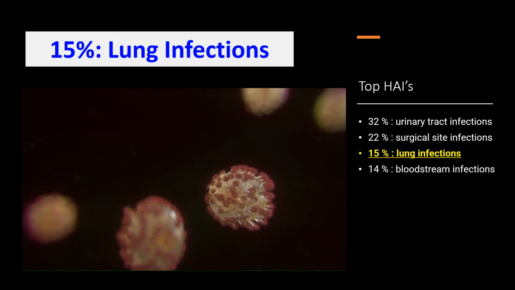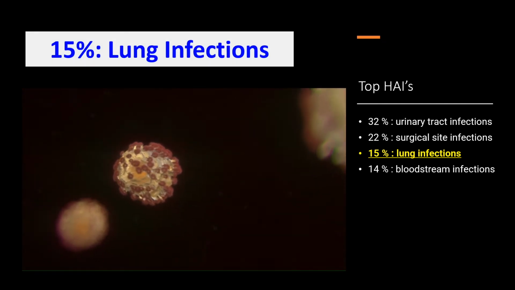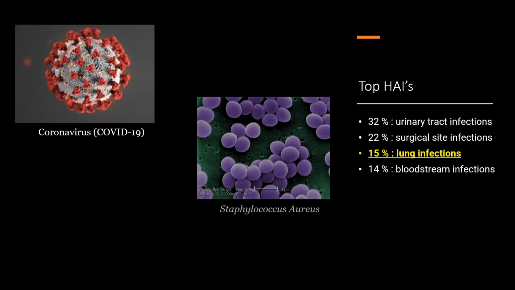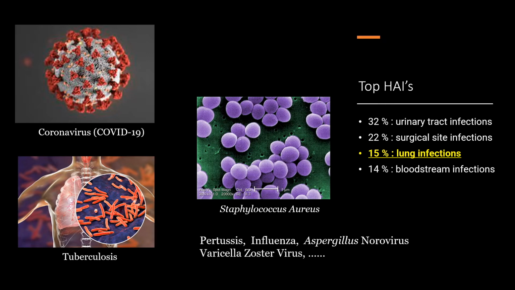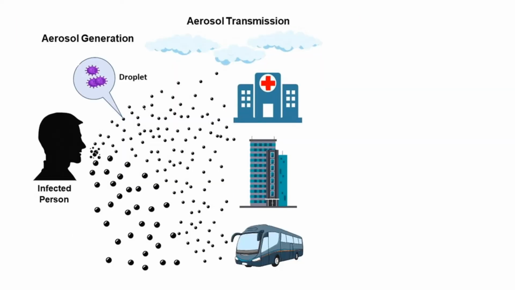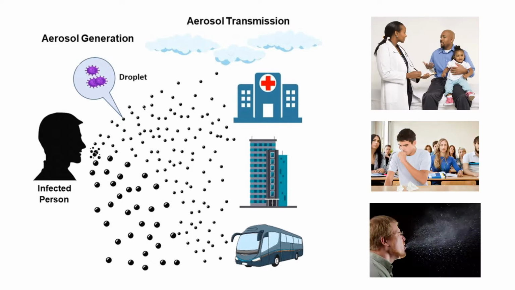Among all the HAIs, 15% come from lung infections. The lung infection comes from coronavirus, Staphylococcus aureus, tuberculosis, and many other important diseases. The major transmission path of lung infection is through small particles suspended in the air, called aerosols. The infectious pathogens may be spread through breathing, talking, coughing, or sneezing.